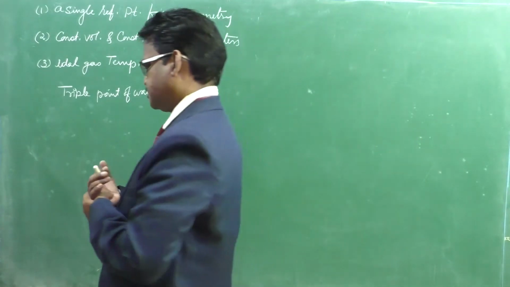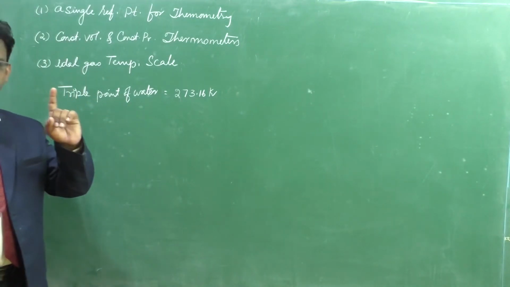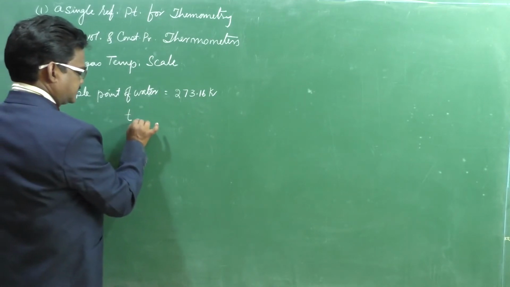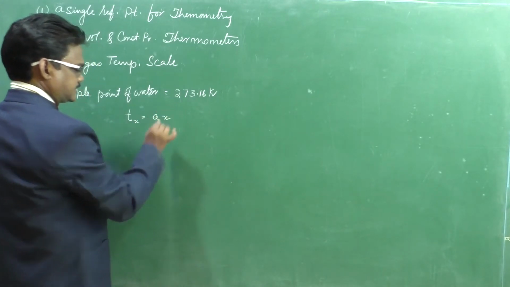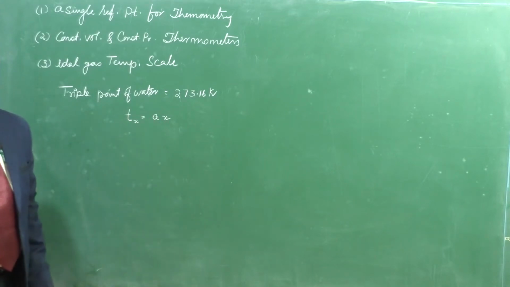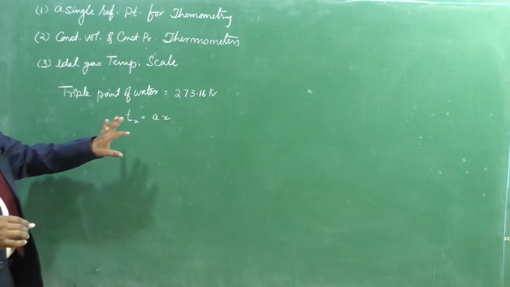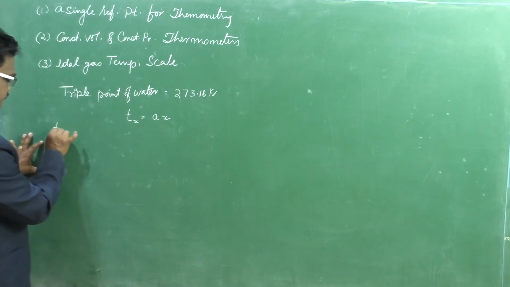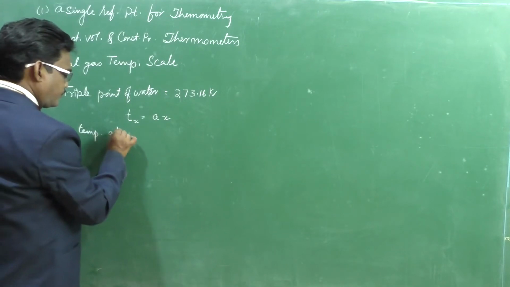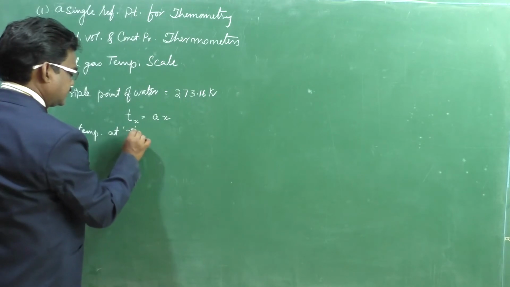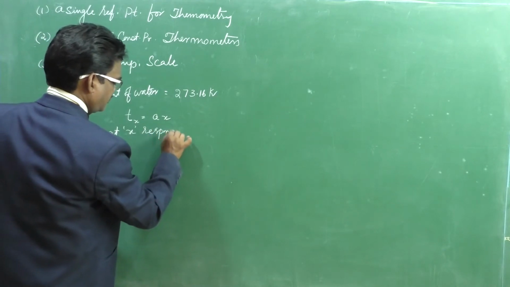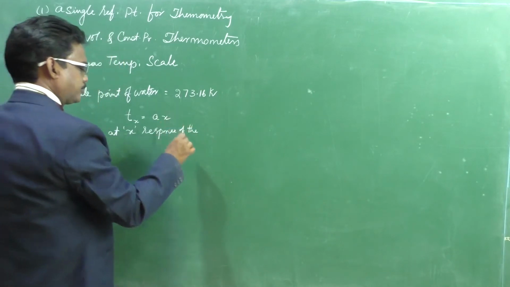Now coming to the thermometer. Suppose you consider a single reference point, obviously the equation for the temperature T at x is equal to A into x, where Tx is the temperature at x, and x is the response of the thermometric property.